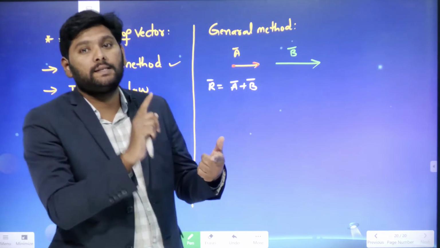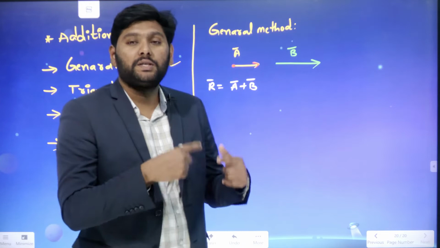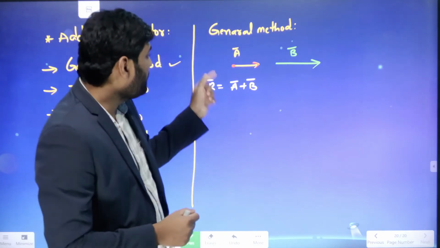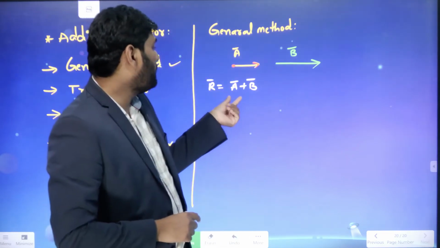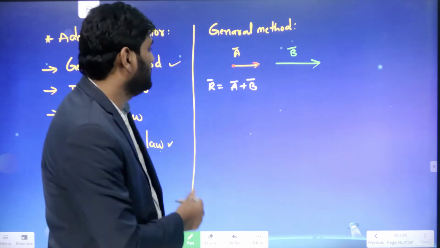Now what is this resultant vector? What is this net vector? How much is its value? How do we represent this R bar, A plus B, in vector way? How to find it? Look here.